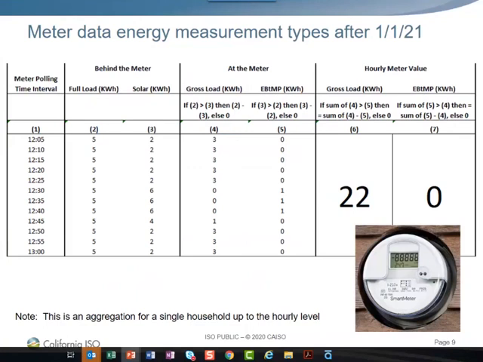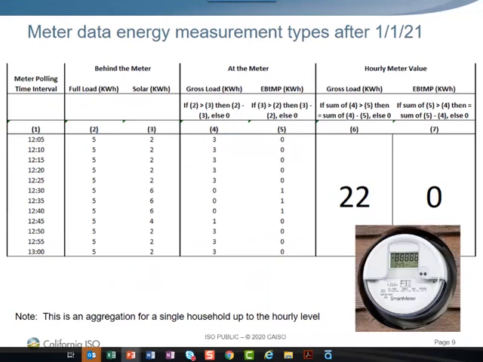You can see when we get down around the 1230 time frame, the solar actually was producing more than the load was. So if you look at the calculation there for gross load, it says if column 2 is greater than column 3, then subtract column 3 from column 2, or else it's 0. So since the load was being completely covered by the solar there, that would be considered 1 megawatt of excess behind the meter production. You can see that in column 5 there. So 1 kilowatt hour is being pushed back out onto the grid from the solar.